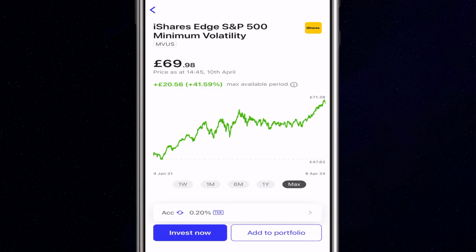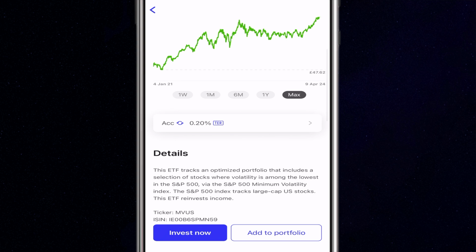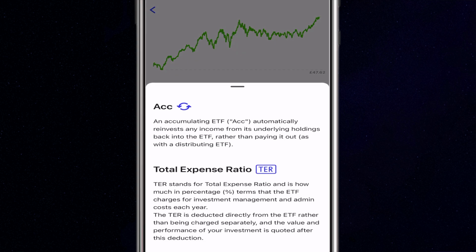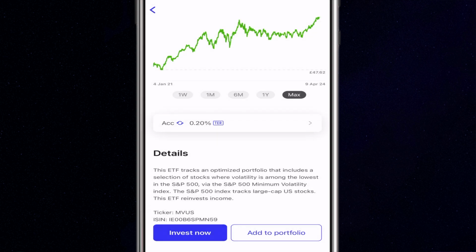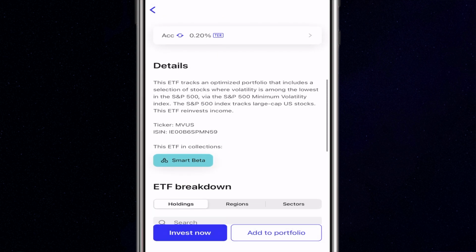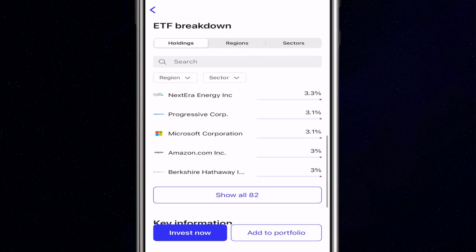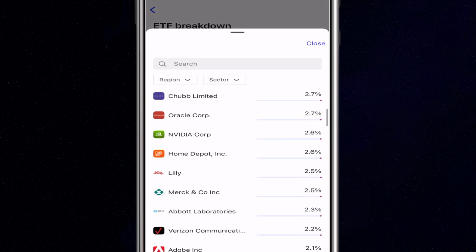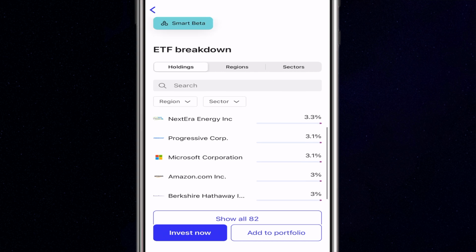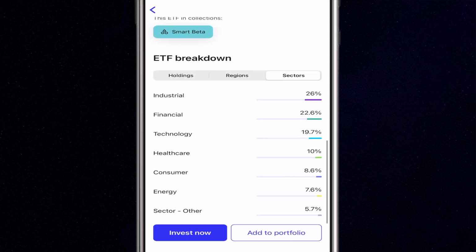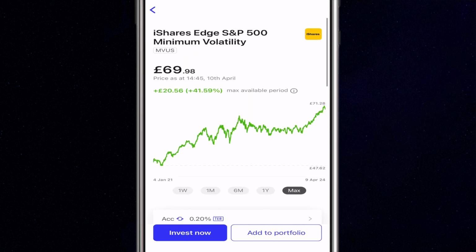So we go on this first one, you can see what the cost is. So you can see the total expense ratio for this one is 0.2%. It also talks you through what it's looking to do, the holdings it has to the different companies, which is great to see. And also you can see the regions that you're invested in and the sectors. Really good there. I really like it because it's so simple.